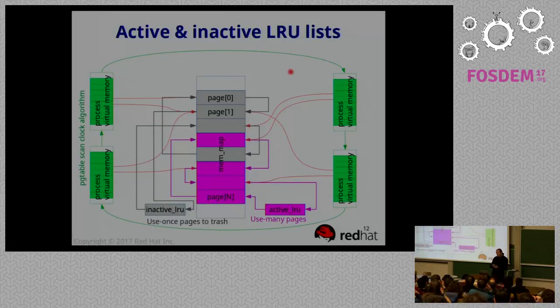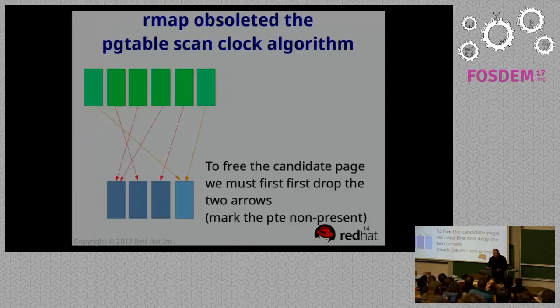To get rid of this arrow, we would need to scan the whole address space of every single program running in your computer, and that's not going to scale. So you have to keep in mind that at the time the machines had very little memory. So we had hundreds of megabytes of RAM, and it didn't take that long potentially to scan the whole thing. These days it would be unthinkable.